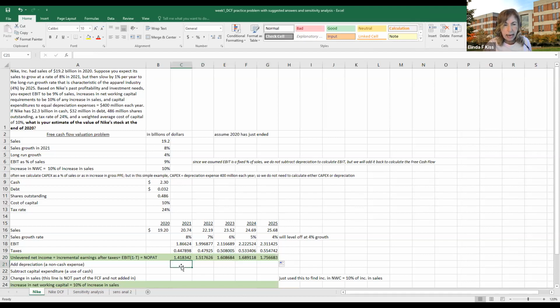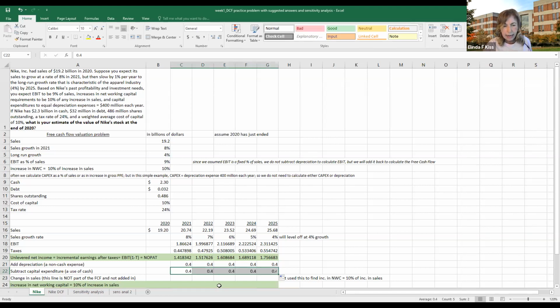Next, I'm going to add back depreciation, because it's a non-cash expense, and I've said that's a constant 400 million or 0.4 billion, since everything here is in billions of dollars, and that's constant. And I'm going to subtract my capital expenditure, which also in my example, I said they're equal, so that is also 400 million.